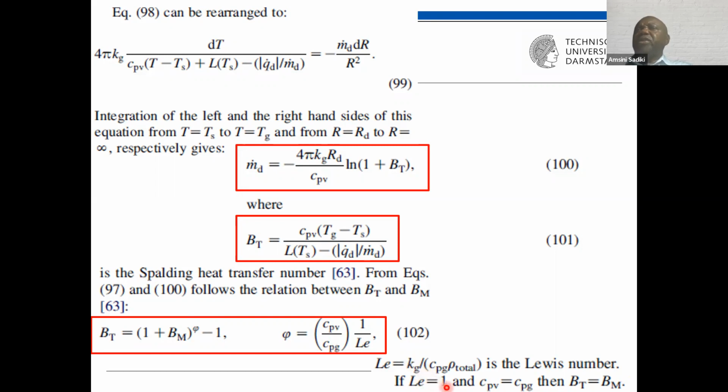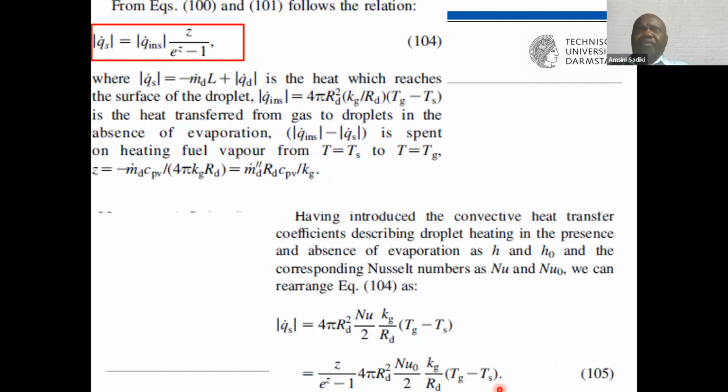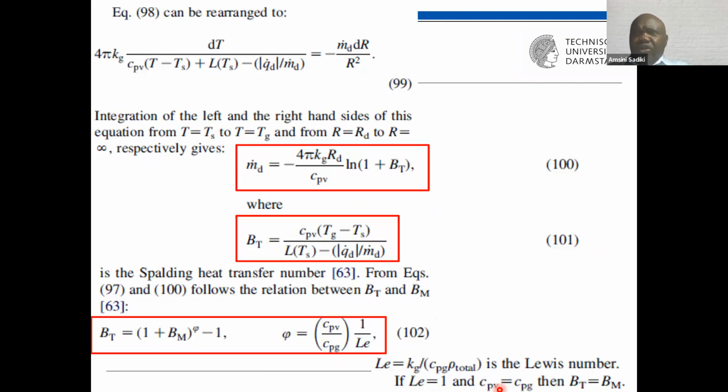And if the Lewis number is equal to 1, this means that we don't have a relative diffusion process. Then BT is equal to BM. If not, we have these differences between these two, and we have a relative diffusion. We have a diffusion process which is different, not only for the thermal and the mass, but also for different species if we have multi-component species. So we can solve this.